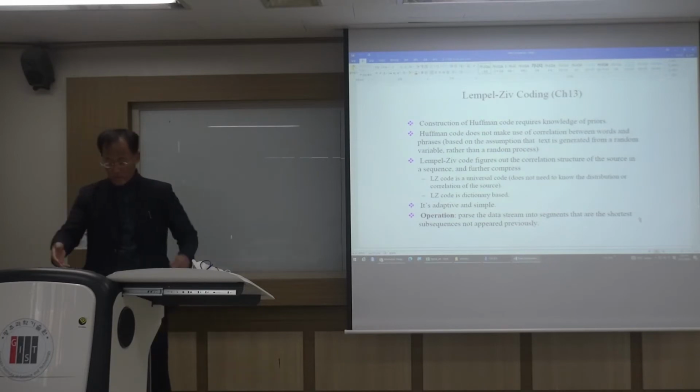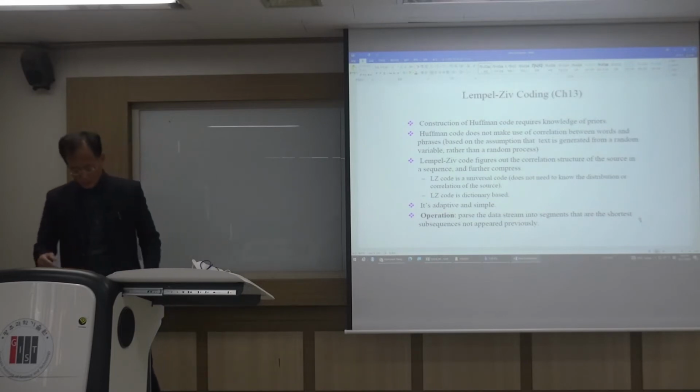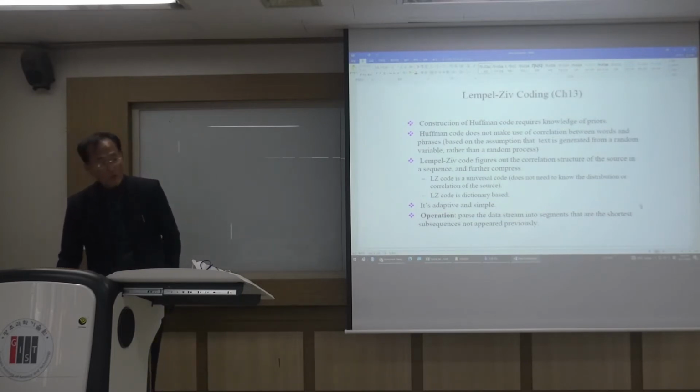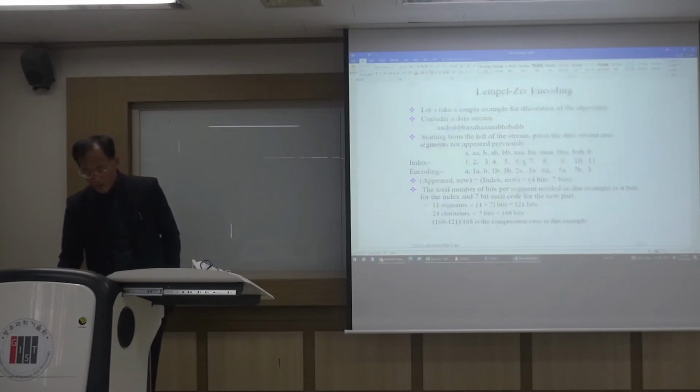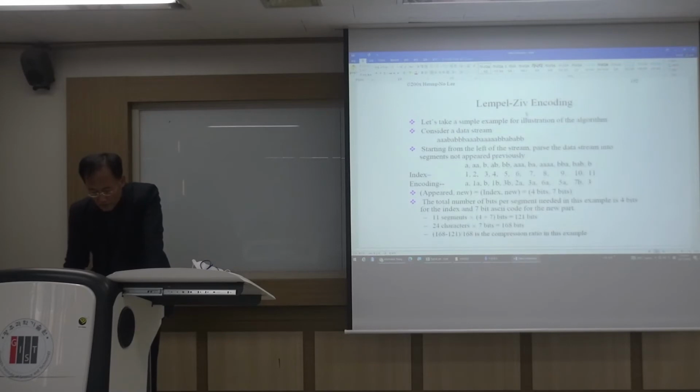Okay, so this one can be described best by example. Okay, so let's do the example. Okay, if you do the example, then you will understand the meaning. Okay, so here the algorithm is very simple, so I can explain this in a single chart. Encoding and decoding, both. Okay, so pay attention. Okay, so let's take a simple example for illustration. Okay, consider a data stream like this.